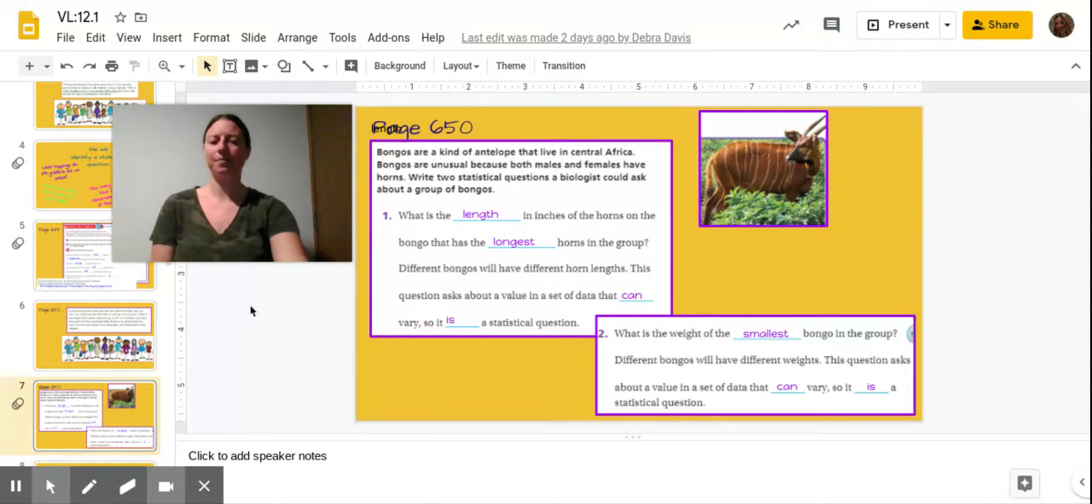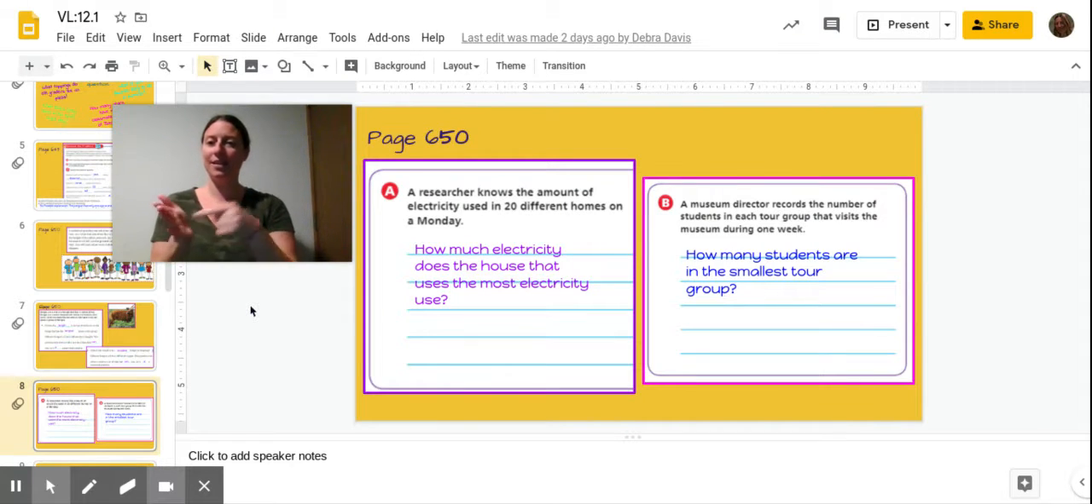On this page, it says, a researcher knows the amount of electricity used in 20 different homes on Monday. How much electricity does the house that uses the most electricity use? Could be a question a researcher would use. Question B. A museum director records the number of students in each tour group that visits the museum during the week. So a question you could ask about that would be, how many students are in the smallest tour group?